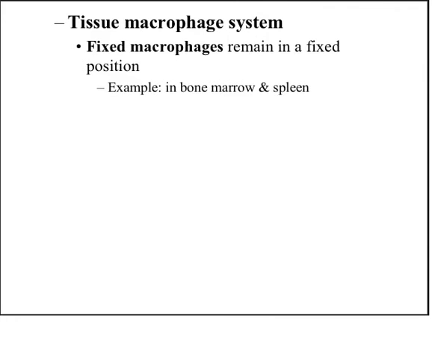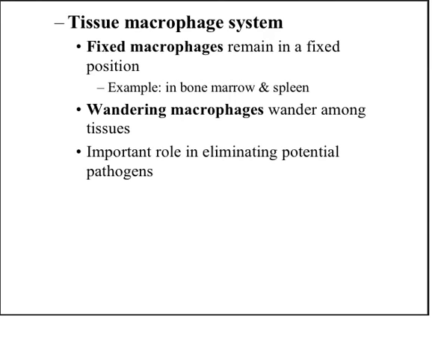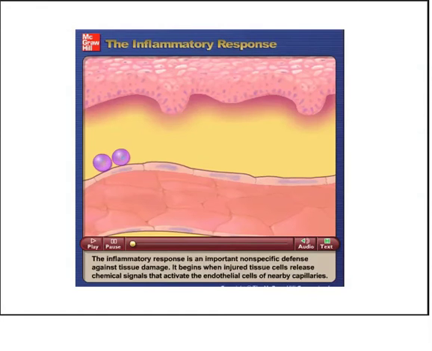Fixed macrophages remain fixed to a tissue. For instance, they'll be found in the bone marrow or in the spleen, while wandering macrophages wander among tissues and have a critical role in eliminating pathogens and warning lymphocytes that pathogens are present. So let's take a look now at the inflammatory response.